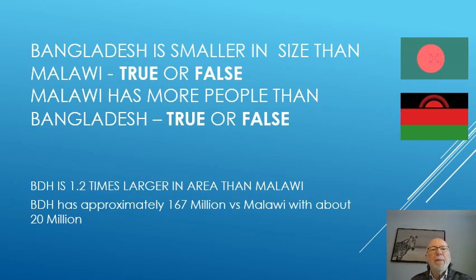Physically, geographically, Bangladesh is smaller in size than Malawi. I'm sorry, let me correct myself. Bangladesh is actually larger, 1.2 times larger in area than Malawi. We can see down here. And Bangladesh has approximately 167 million people versus Malawi with about 20 million. So it's many times larger in population, slightly larger in terms of geography.